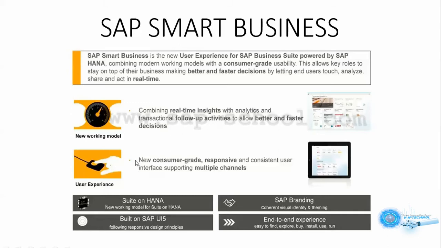Then it provides us with the user experience, which is a new consumer grade, responsive and consistent user interface supporting multiple channels. So we can use it with the Suite on HANA, that is a new working model for Suite on HANA. Then SAP branding, which means a coherent visual identity and theming. Then built on SAP UI5, following responsive design principles, and it is an end-to-end experience. That is, it is easy to find, explore, buy, install, use, and run using the SAP Smart Business apps.